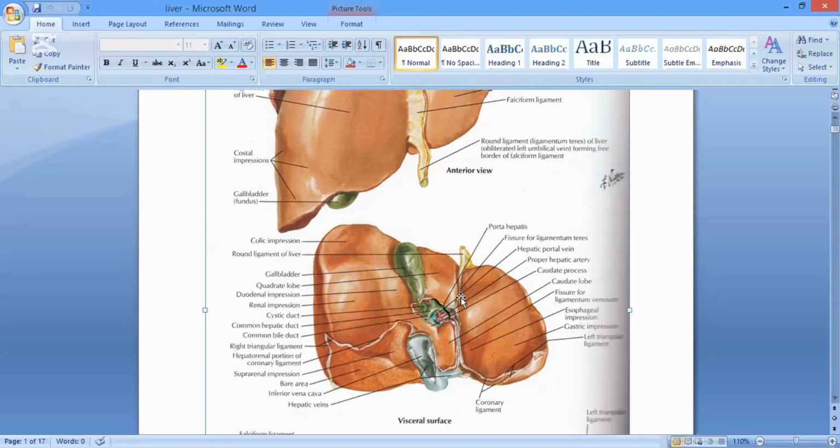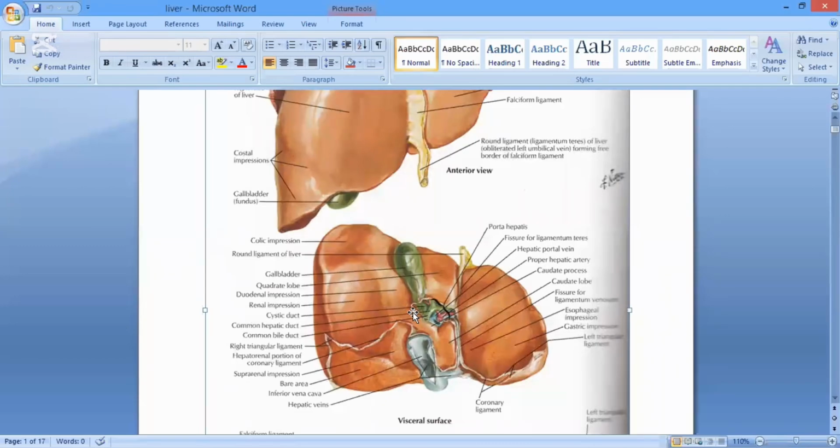Is it clear? Okay. Other than these impressions, I have told you before that two sagittally oriented fissures are there, right? These fissures mean grooves, right? So you can see these two grooves, one between the right and the left lobe over here, and the other one over here in the line which is marked by the presence of the gallbladder and the inferior vena cava anteroposteriorly, right? And in between these two fissures, there is another transverse or horizontal fissure over here, and this is called the porta hepatis.